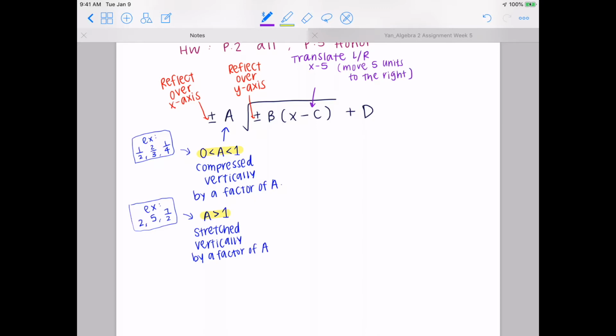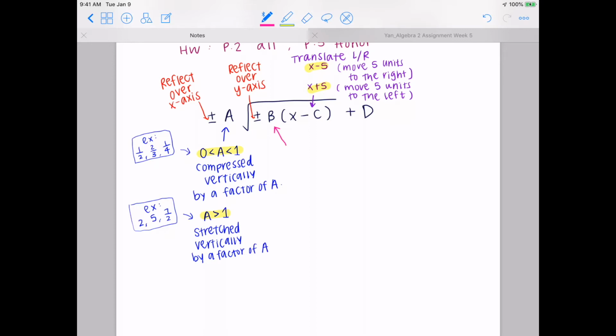Okay, if I'm talking about x plus 5, we're moving 5 units to the left. It's the opposite of what you see. Okay, so I'm going to go back to this b part.